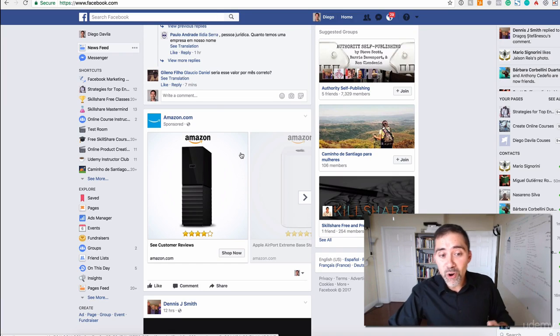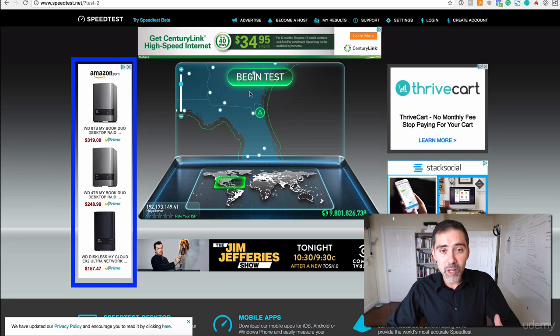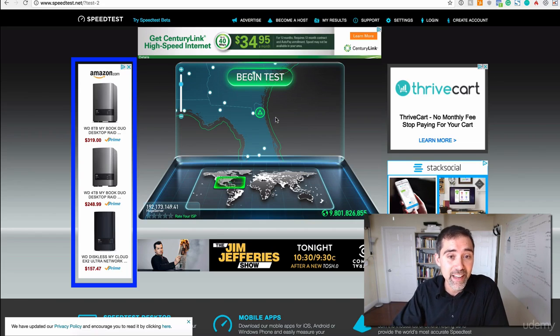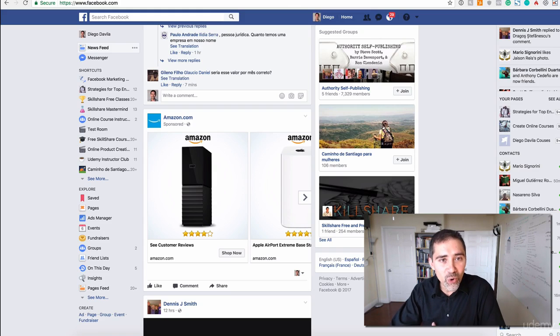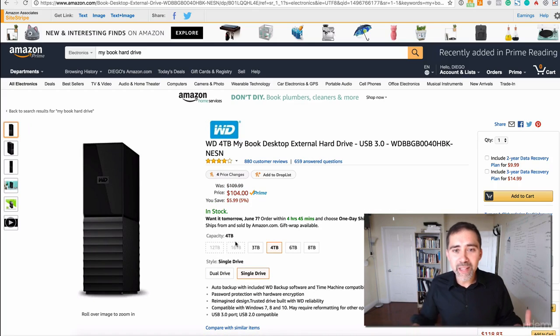So how do they know that I am looking for a hard drive? Or I go to any other web page. This one, for example, is speedtest.net, and I can see ads all over the page, and one of them, the big one here on the left, is all about hard drives on Amazon.com. So how do they know that I am looking for a hard drive? How do they know that? That's retargeting, and that's what you will learn in this course, okay?